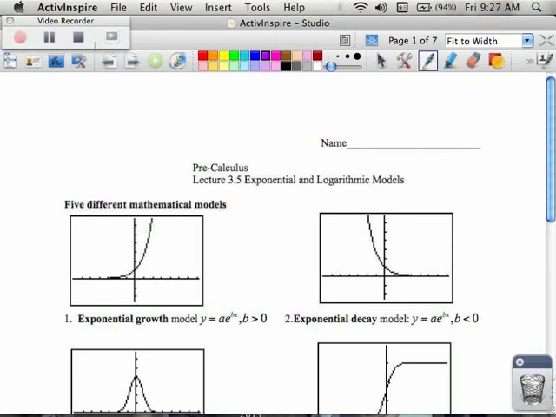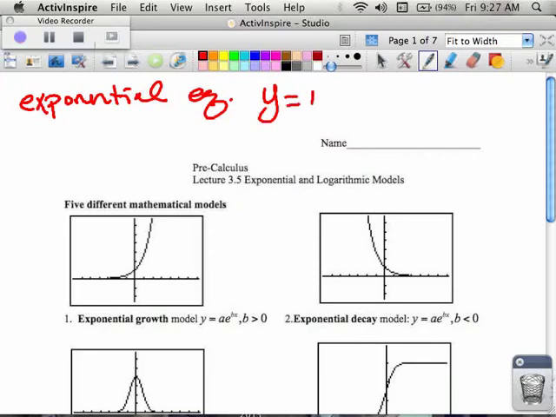Today we're going to talk about different kinds of models that you can use in mathematics, and basically all that really means is using math to describe something that's going on. So for the last few days we've been talking about exponential models, meaning that you have a number to a power. So an exponential equation is one in which you have y equals a number to some kind of x thing.